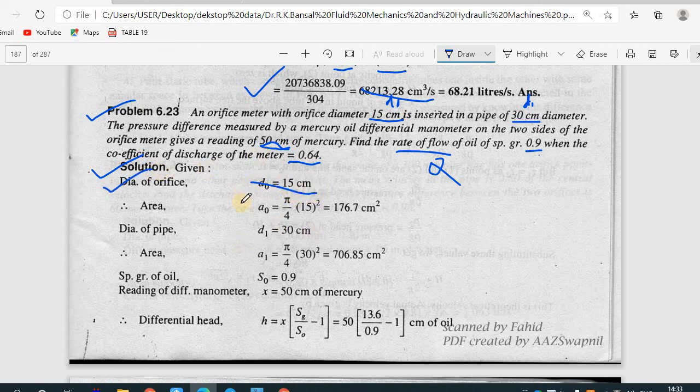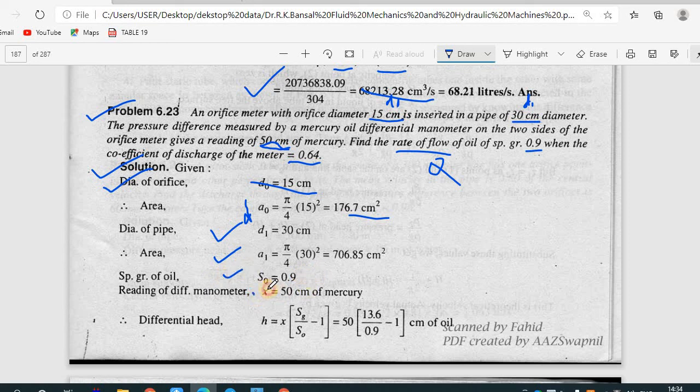Based on this diameter, we can calculate the area. So area is coming out to be pi by 4 into 15 square, which is 176.7 centimeter square. The diameter of the pipe is 30 centimeter, so A1 we can calculate. A1 will be pi by 4 into 30 square. Now we have also got the specific gravity of your oil, which is 0.9.